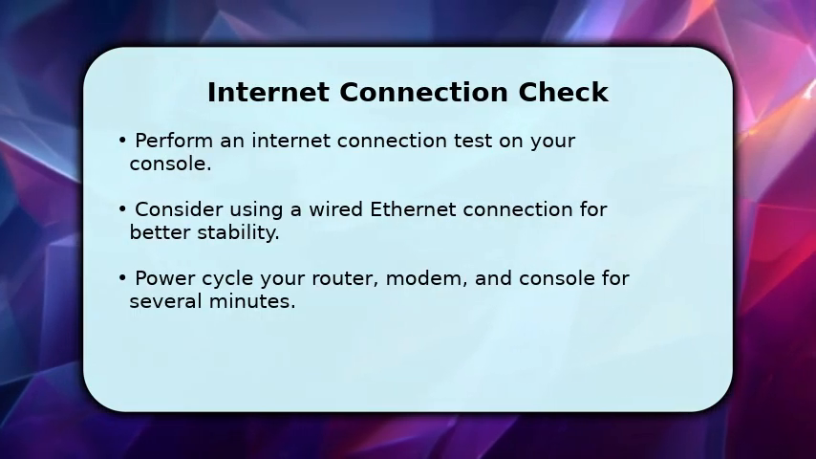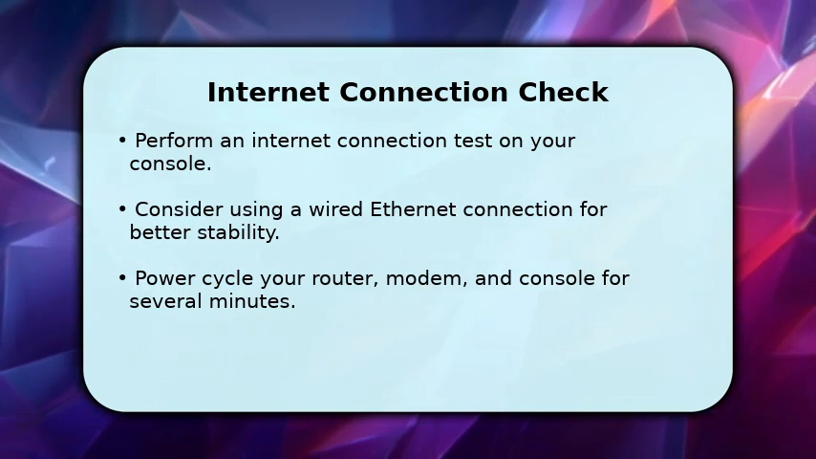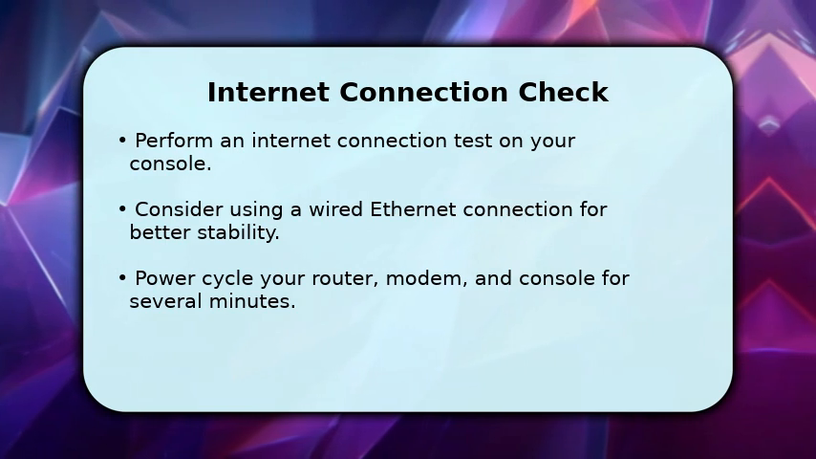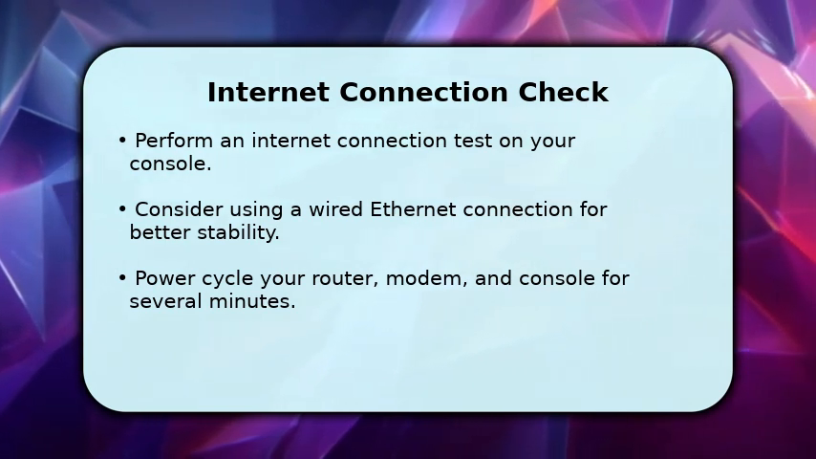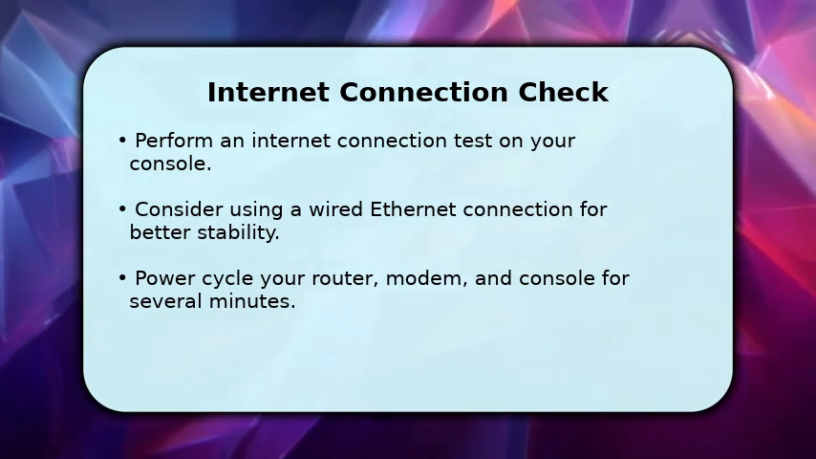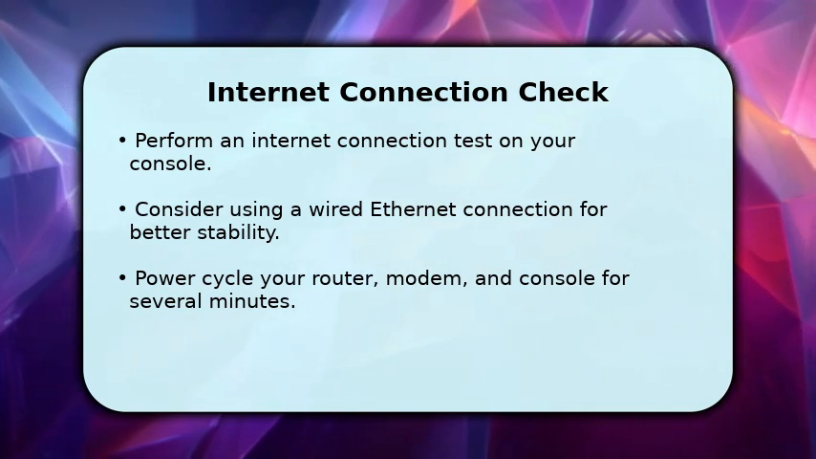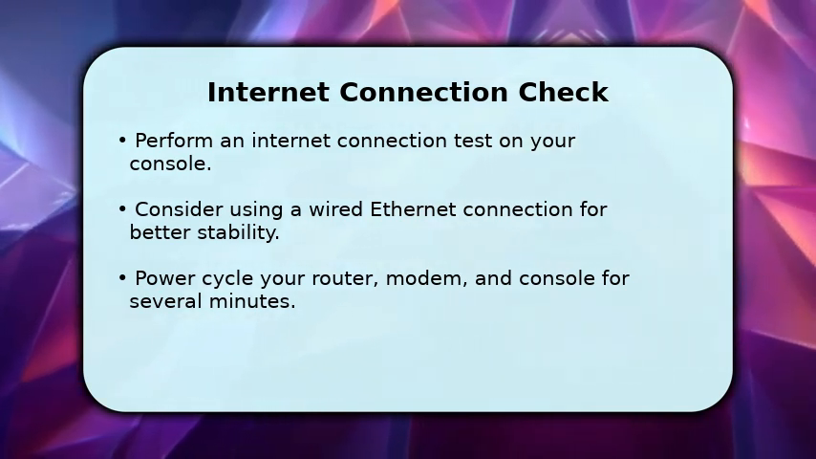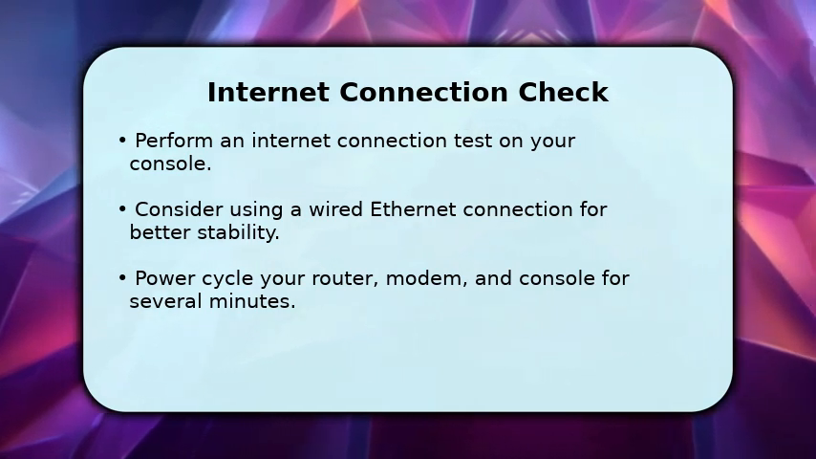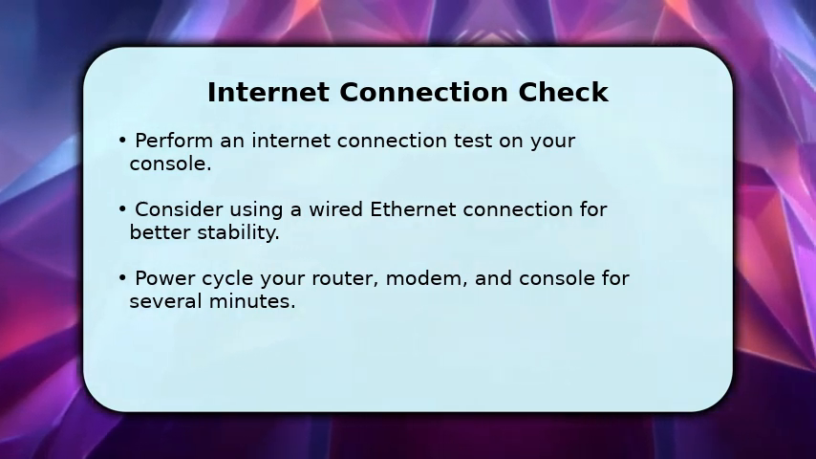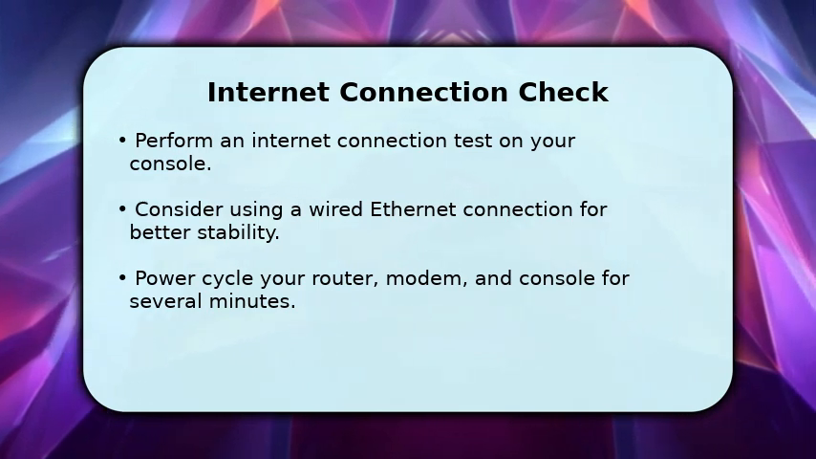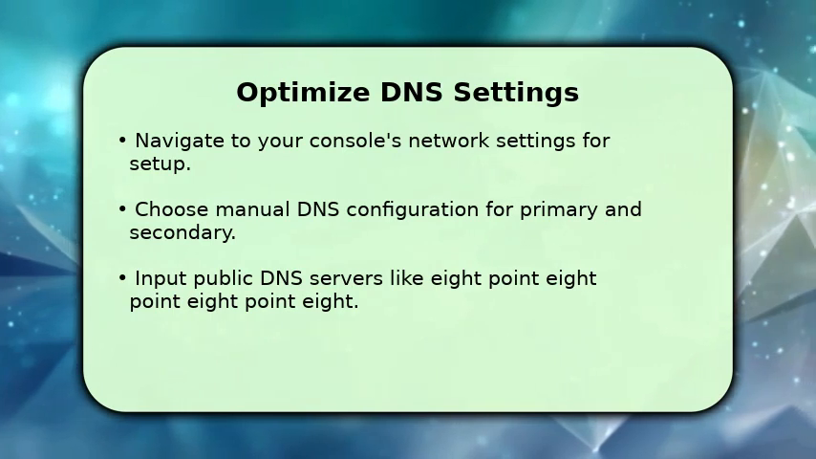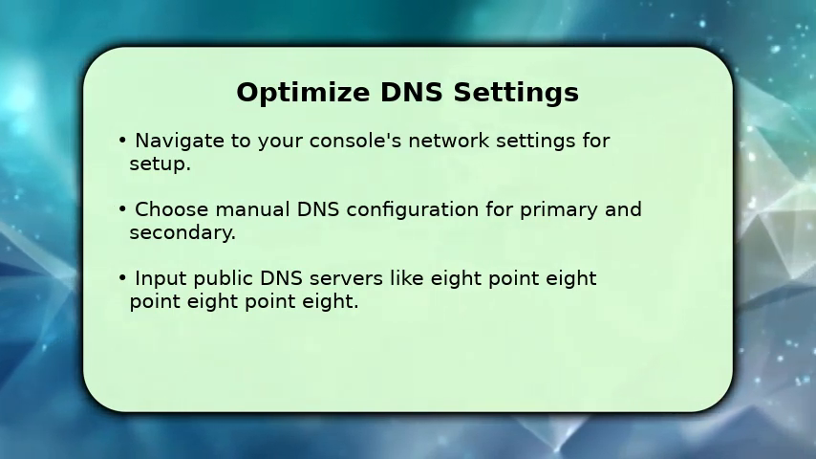Next, let's focus on your home internet connection. Go to your console's network settings and perform an internet connection test. If you are using Wi-Fi, try switching to a wired Ethernet cable for a more stable connection. Also, a simple power cycle can often resolve temporary glitches. Turn off your console, unplug your router and modem for about 60 seconds, then plug them back in and restart your console.